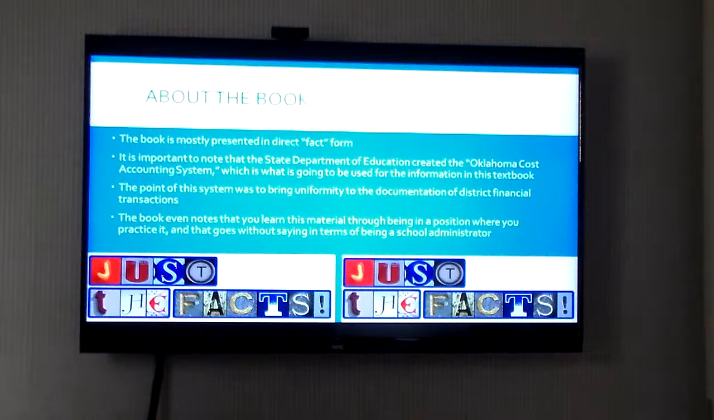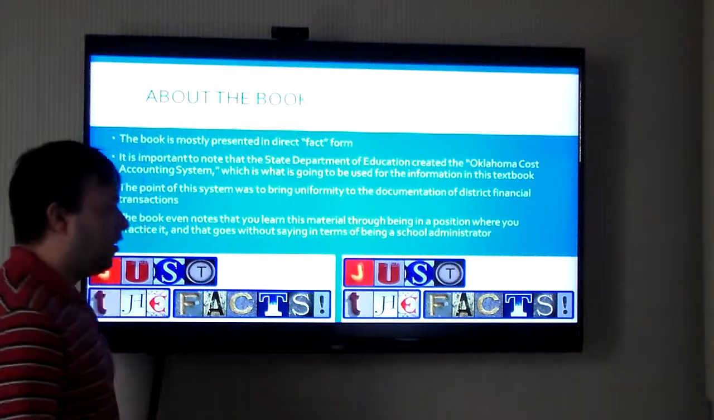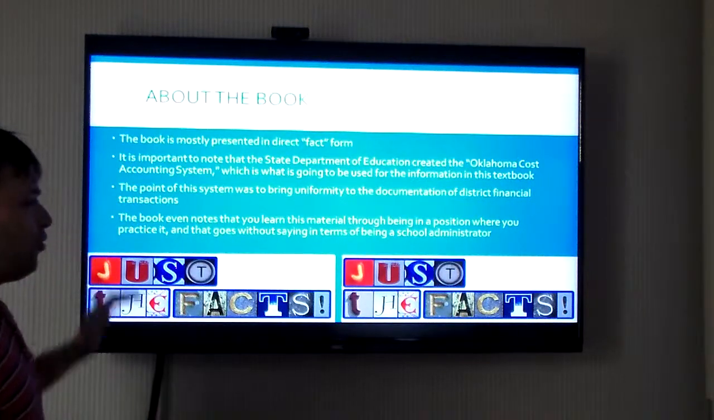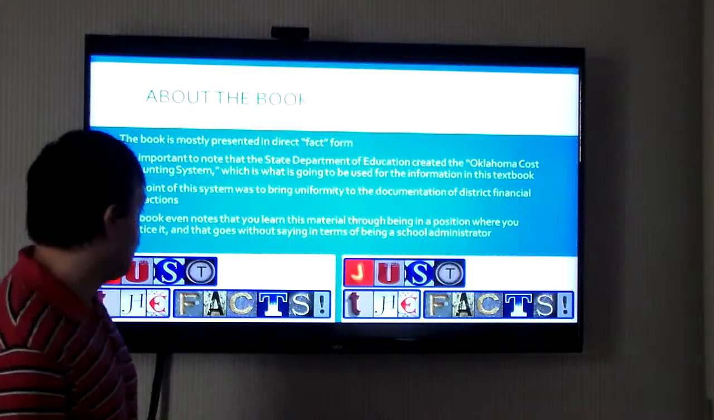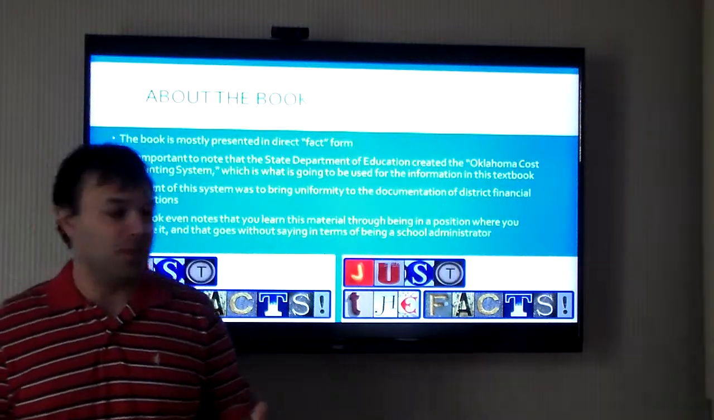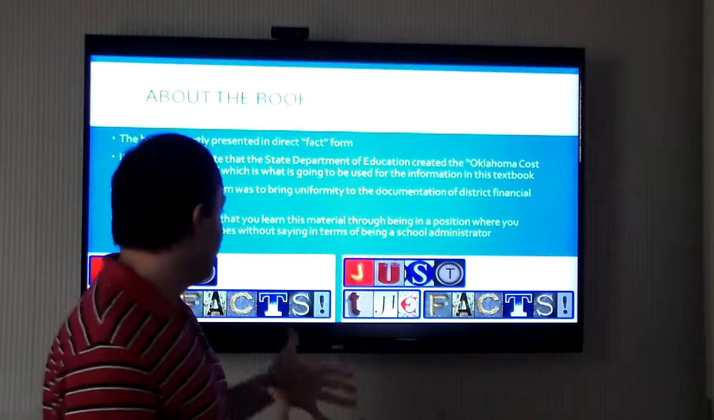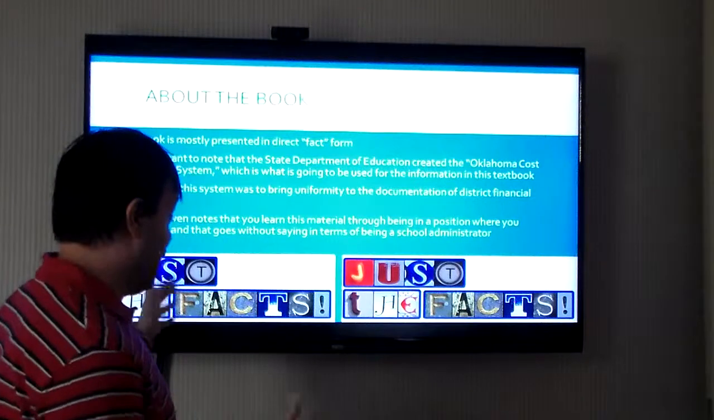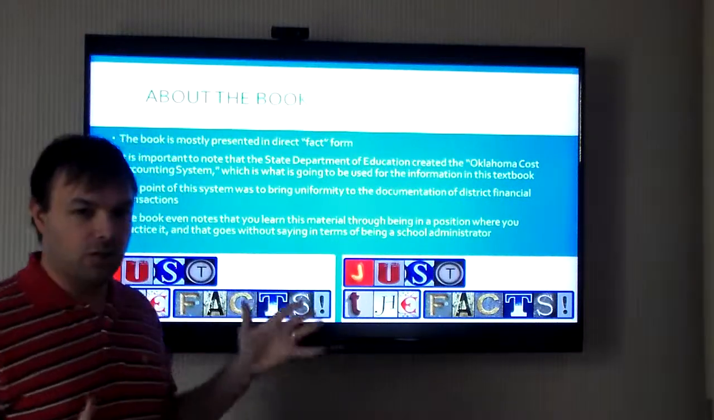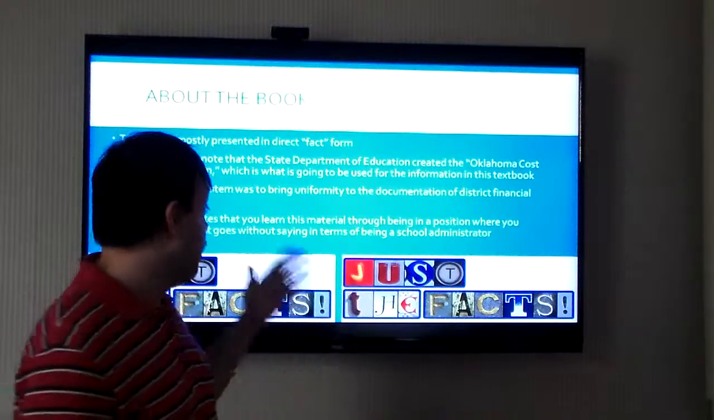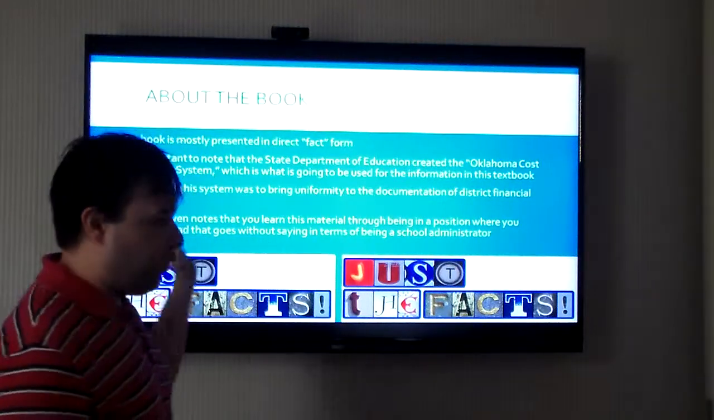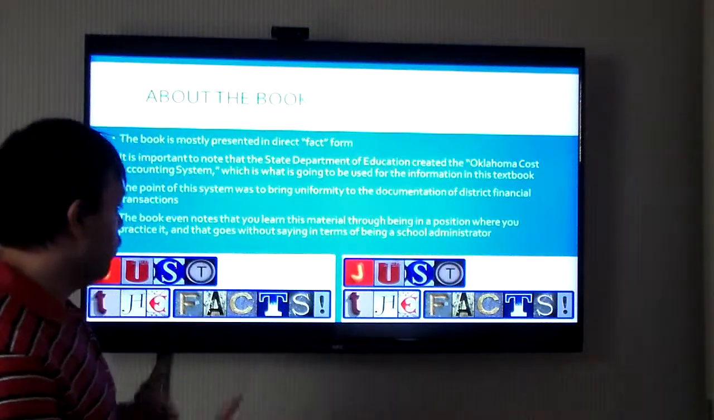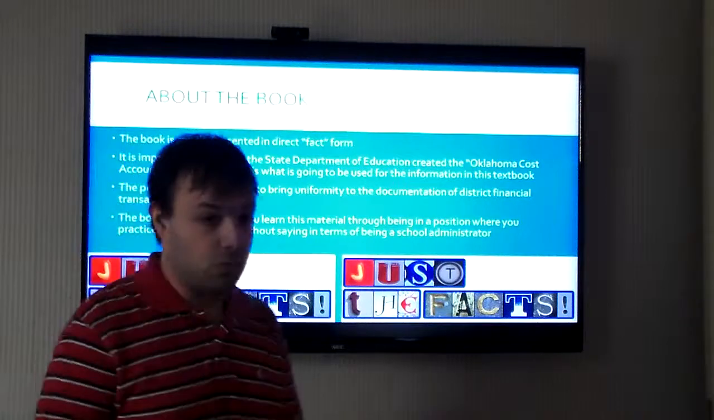One of the things I thought was important from the book is that it notes you learn this material by being in a position where you practice it, not from being in classes to learn how to be a school administrator. I think that's important because that's when you're actually going to learn this material and understand it better. So we have this uniform documentation that's consistent across the state. It's what's expected in Oklahoma, and you should be learning it and using it as a future school administrator.